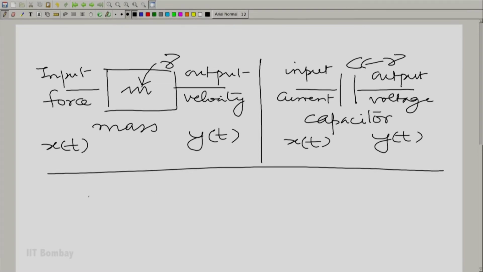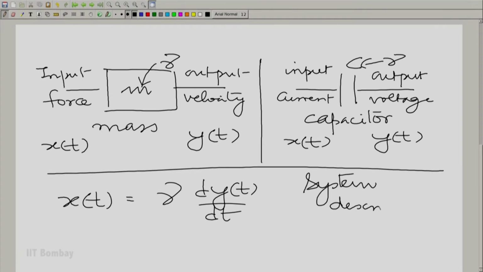In both cases, the relationship that governs them is x of t equals gamma times dy of t by dt. This is a common system description for both of them. So, it is an explicit relation between the input and the output here. Now, let me spend a couple of minutes explaining why we need to abstract, and whether we have abstracted before.